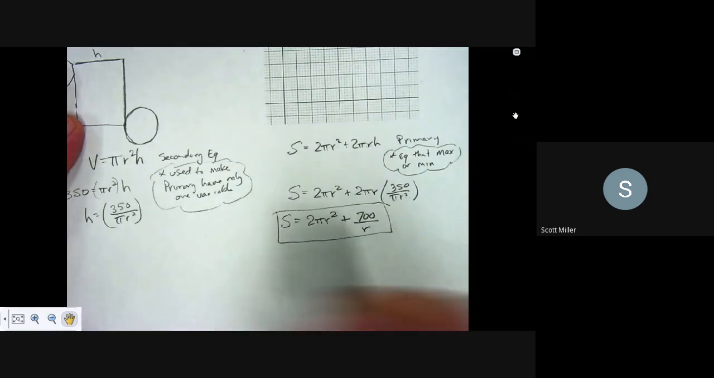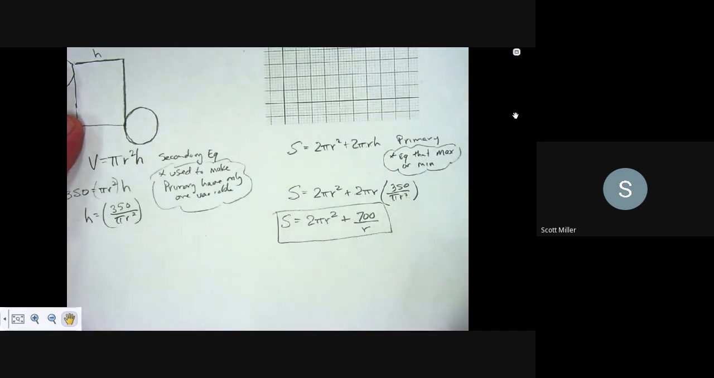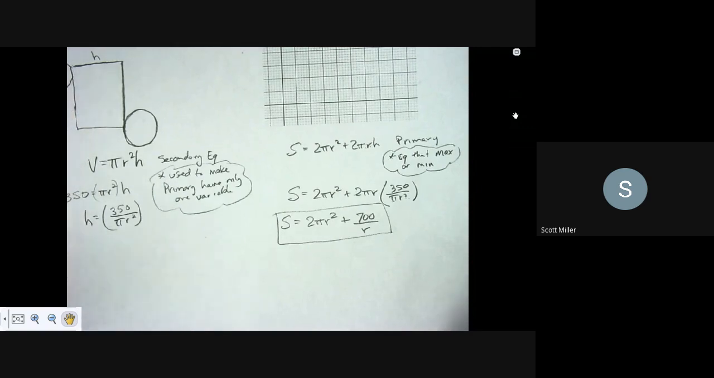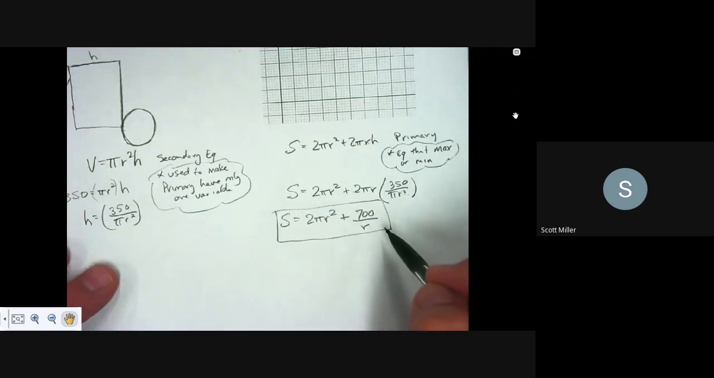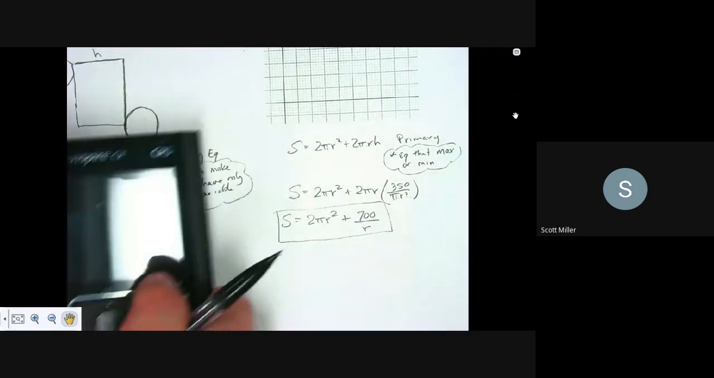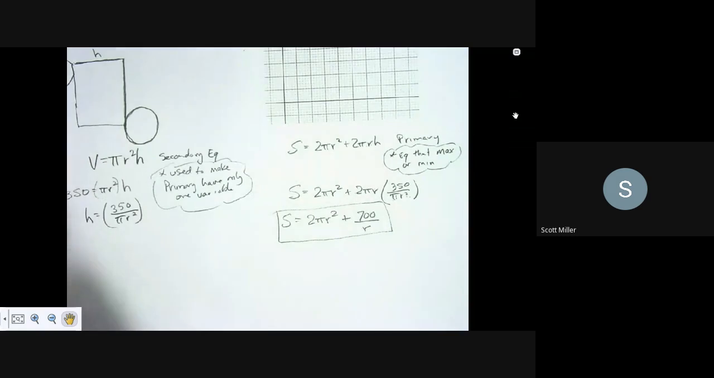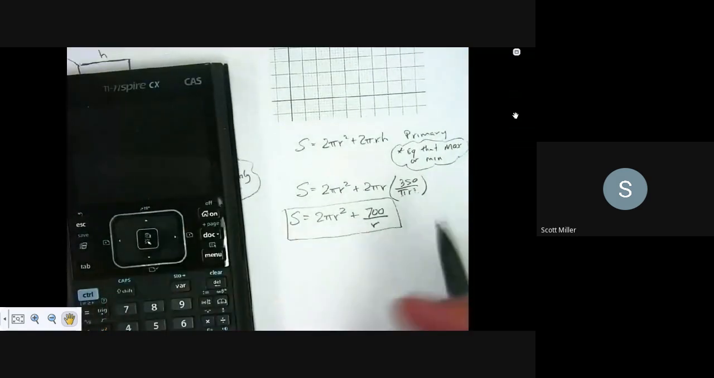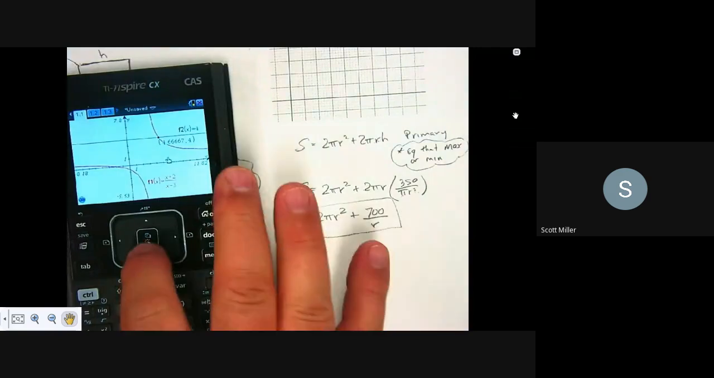I can now minimize this equation, which means find the minimum value. To do that, you want to graph it. Use a calculator to graph it. It's the easiest way to do it. We don't need to do this by hand yet. You can do it later on in other classes if you decide to do it. There are techniques we can use. So we're going to graph this. I've already done so.